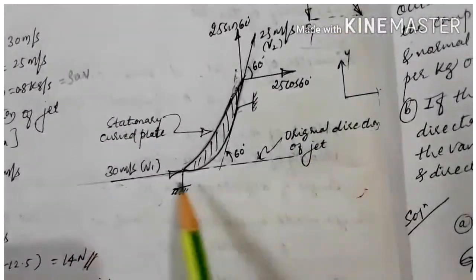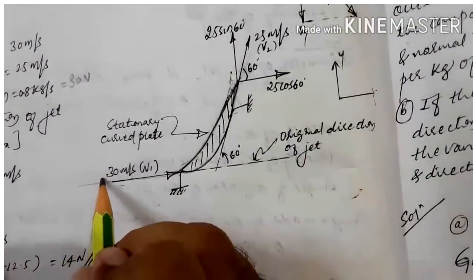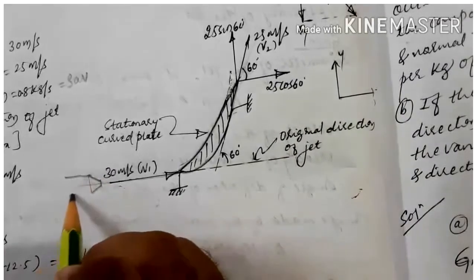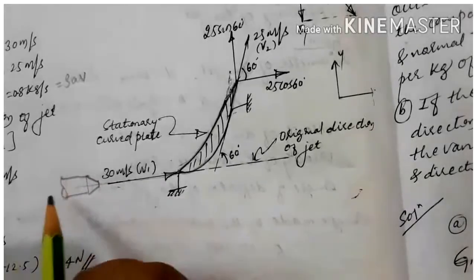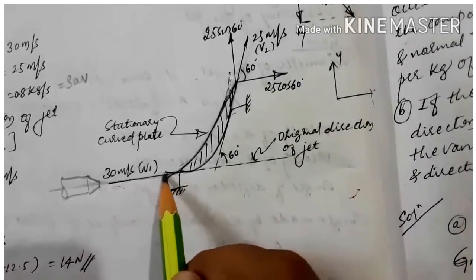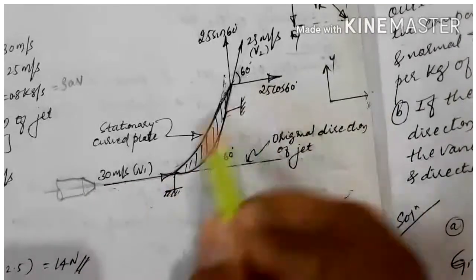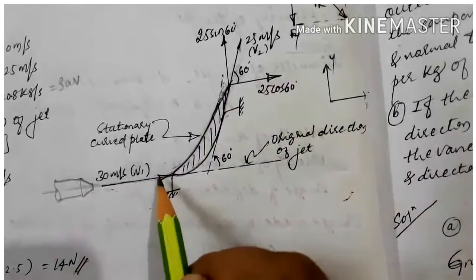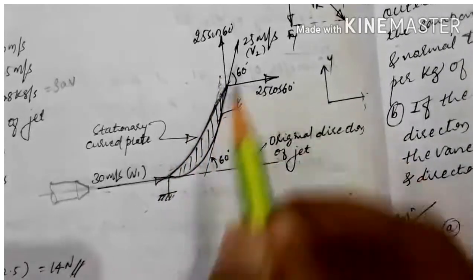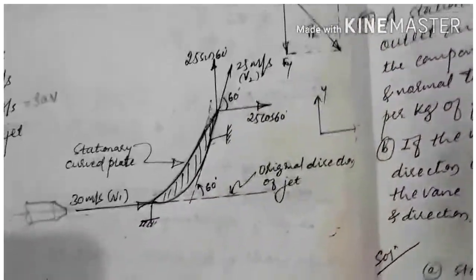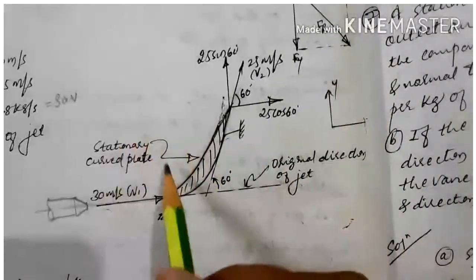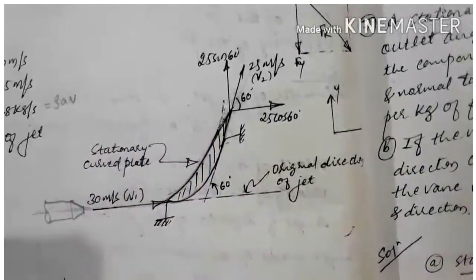This is the original direction of the jet. The jet is striking the vane at one of the tips and entering tangentially, and it deflects. From this original direction it is deflecting through an angle of 60 degrees. Okay. So once you draw the figure, it is very easy to calculate the force. Everything we have to refer from the figure, and we have to substitute in the formula.